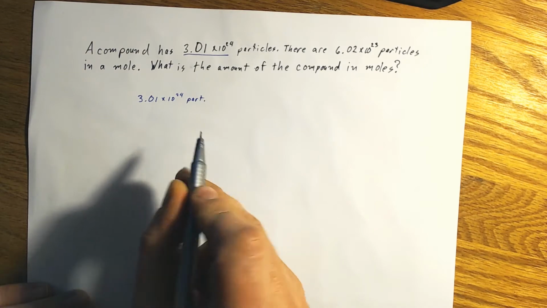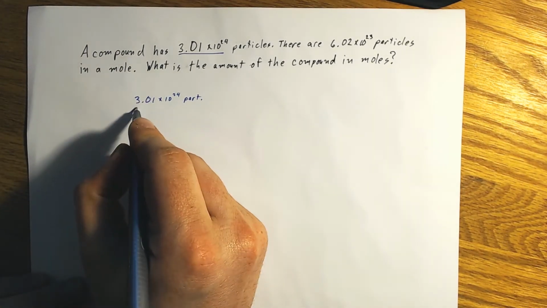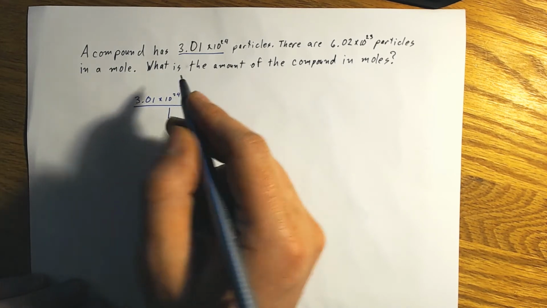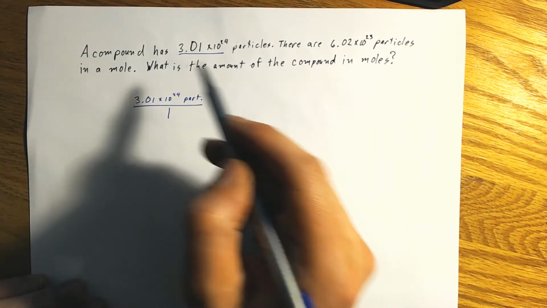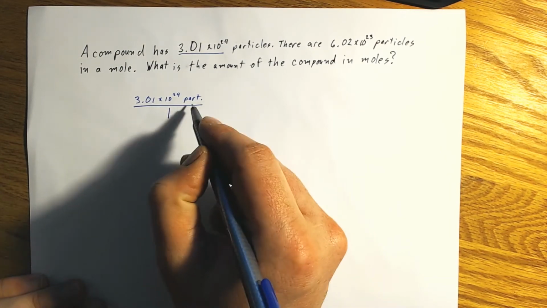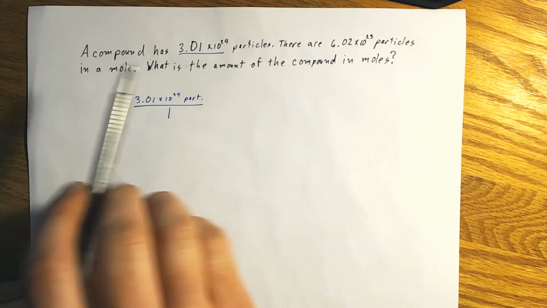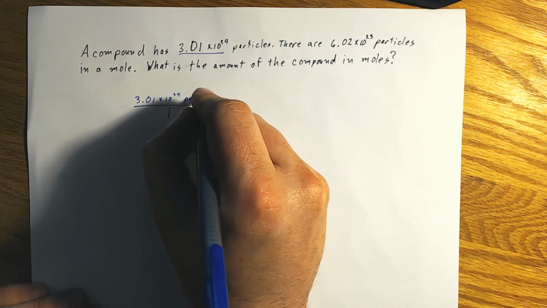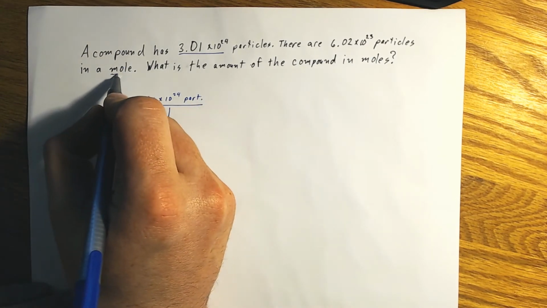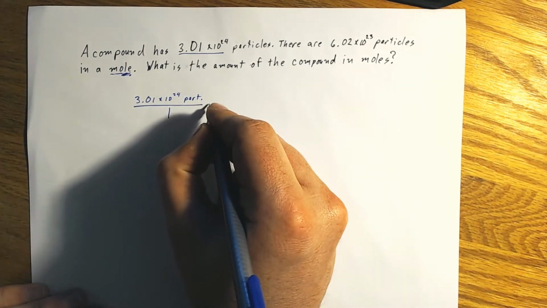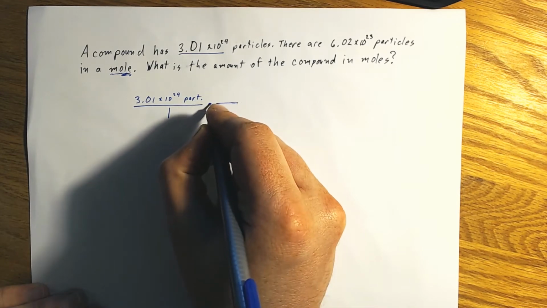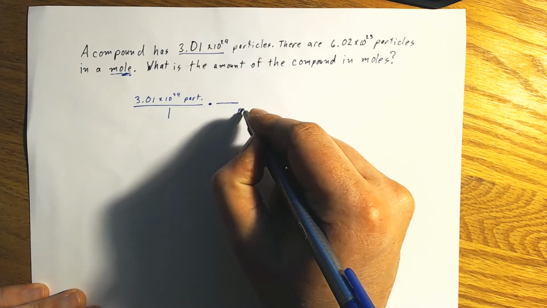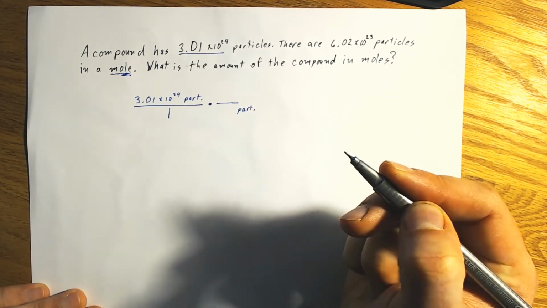Now, just like any other conversion problem, we're going to put that over 1. Write the given with the units. It doesn't tell us particles of what, just a compound, so we're just going to write particles over 1. Now, if we're not in the units that we want, because we want moles as our final answer, we're going to put times a fraction bar. In order to cancel the particles, that has to go on the bottom. So we put particles on the bottom.